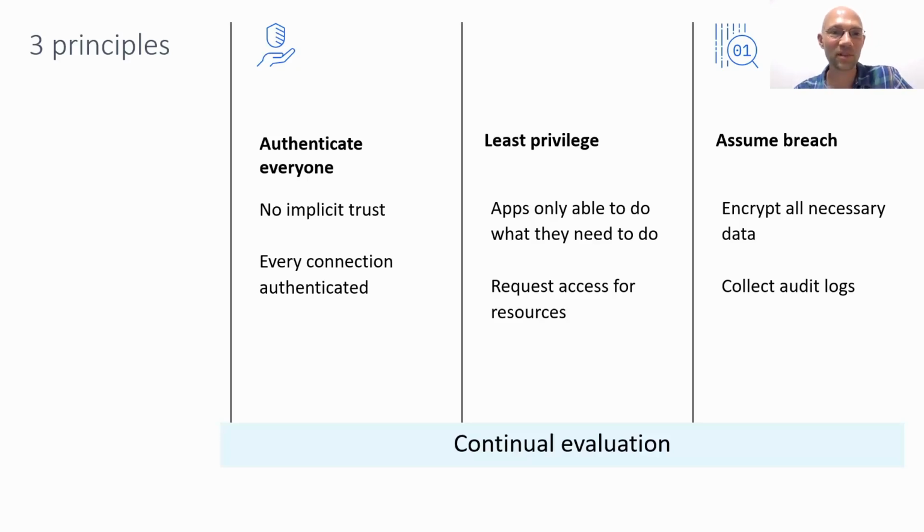Second principle is the principle of least privilege. So this is another one that's also been around for quite a while. And the issue here is that, of course, applications need to be granted authorization to do what they need to do. But when you're using a zero trust model, you should really be thinking about granting only the level of access that applications really need in order to do what they need to do.